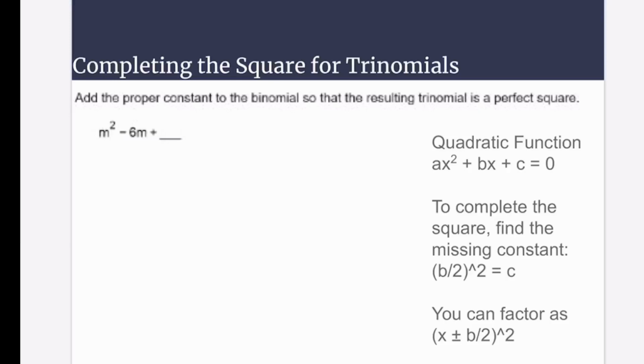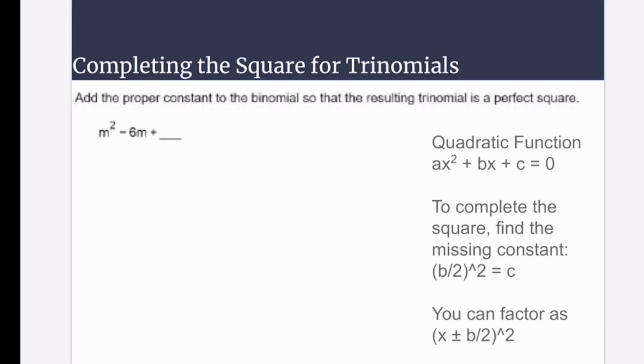Completing the square for trinomials. This is the basis of the quadratic formula, where all this stuff comes from. So all we're going to focus on now is adding the proper constant to a binomial so that your result is a perfect square. Because then we could turn into factoring and all that stuff.